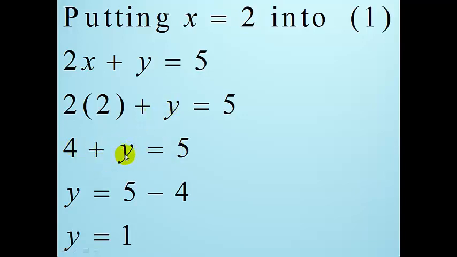We are making y the subject. So let's group the constant on the right hand side. And so 4 on the left hand side becomes minus 4 on the right hand side. And so we have y is equal to 5 minus 4. Now 5 minus 4 is equal to 1. This means that the value of y is equal to 1.